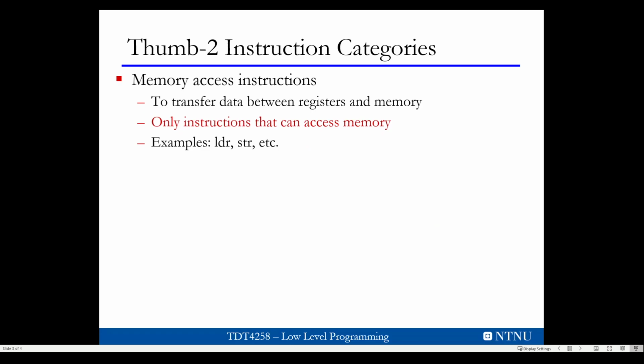The instructions in Thumb 2 can be categorized in the following categories. The first one is memory access instructions. These are the instructions that transfer data between registers, which are within the processor, and memory. And these are the only instructions that have access to the memory. All other instructions can only operate on data which is inside processor registers. They cannot touch the memory addresses. Examples of memory access instructions include load register, store register, etc., that you have already seen a few slides ago.